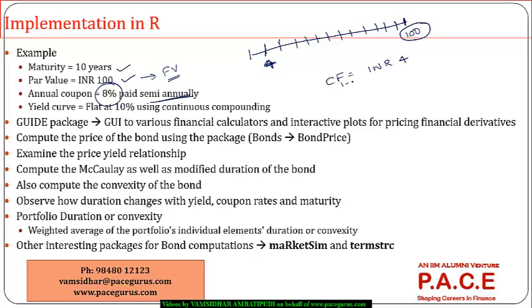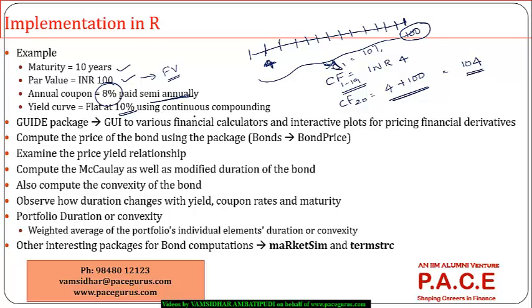CF1 to CF19, because this is a 10-year bond. For 19 semi-annual periods I get 4 each, and in the 20th one, along with the 4, I also get my redemption, which is the par value of 100. So in the 20th cash flow, I will get 104. The yield curve is flat at 10%. So throughout this entire period, the discounting rate that I am using, Y1 is 10%, Y2 is 10%, up to the 20th period, the yield is 10% itself.